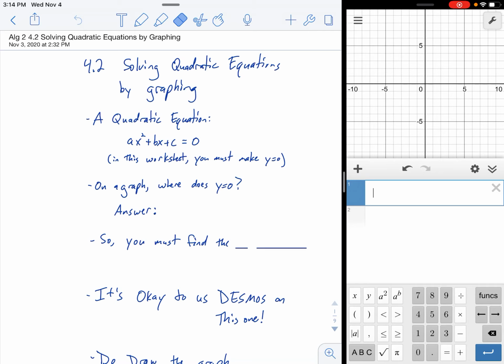We are also graphing today, but the good news is we are going to be using Desmos, and as we move forward, we'll be using Desmos as well. So the topic: solving quadratic equations by graphing. It might sound like it's almost exactly the same thing.